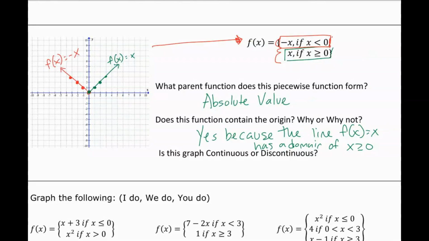Is this graph continuous or discontinuous? Yes, it's continuous. Does someone want to tell me in their own words why this graph is continuous? What do they do to prove it's continuous?